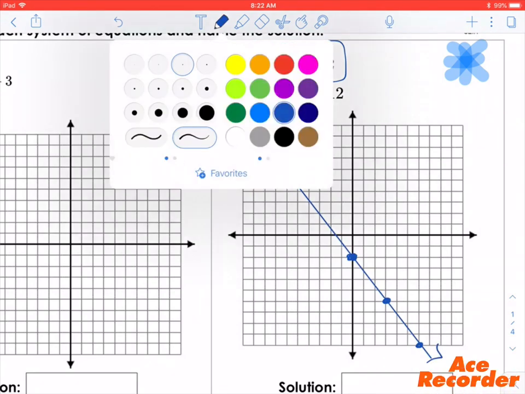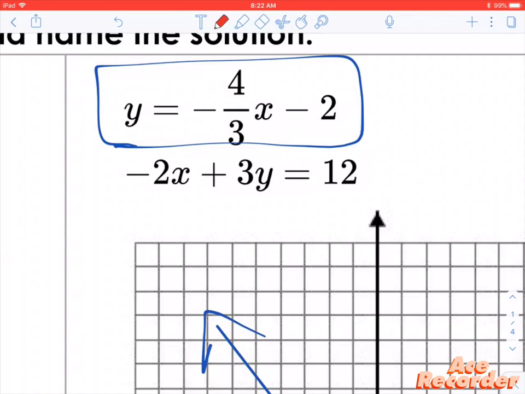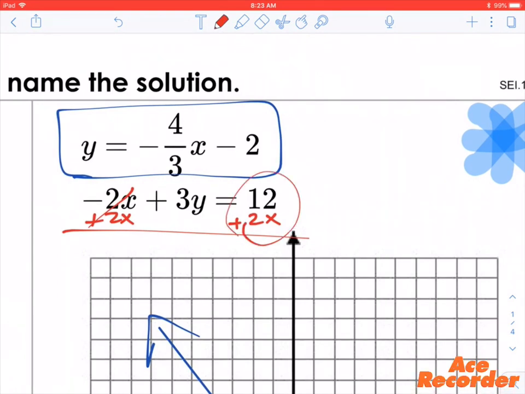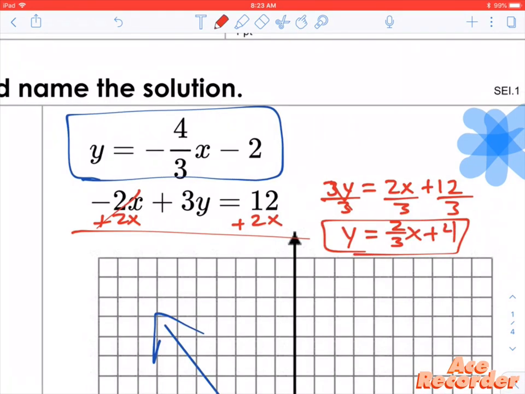And then the other one, we have to get y by itself. So let's go back up here. First thing I need to do is move the x. Since it's -2x, I'm going to add 2x to both sides. Now remember, this cannot add together. It's not 14. This is 3y equals, and then write your x first, then the constant. So 2x plus 12. And then we divide everything by 3. So y equals 2 over 3 x plus 4. And now we graph that.